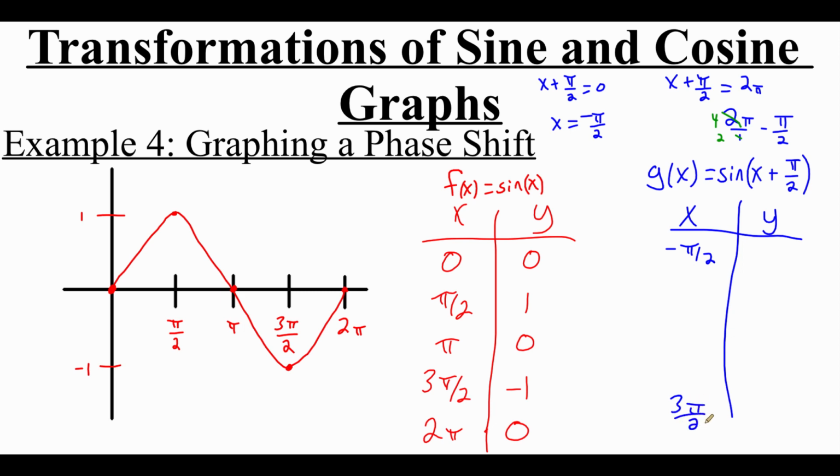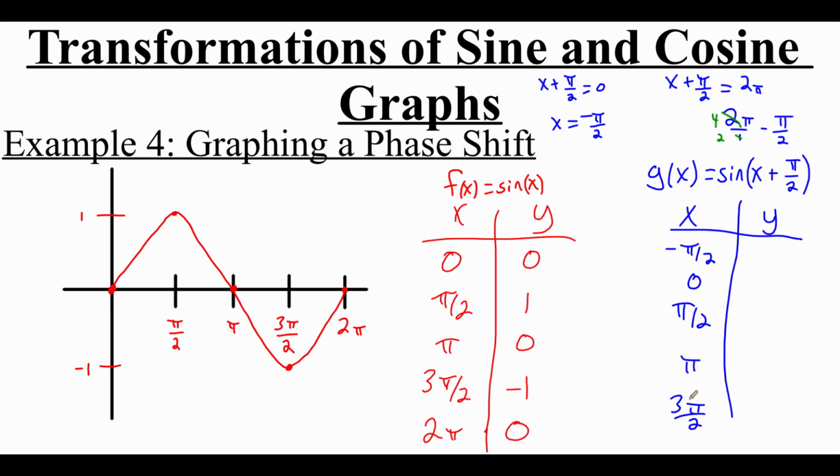Now if I find the halfway point between negative pi over 2 and 3 pi over 2, that happens to be pi over 2. Halfway between negative pi over 2 and positive pi over 2 is 0, and halfway between pi over 2 and 3 pi over 2 is pi.